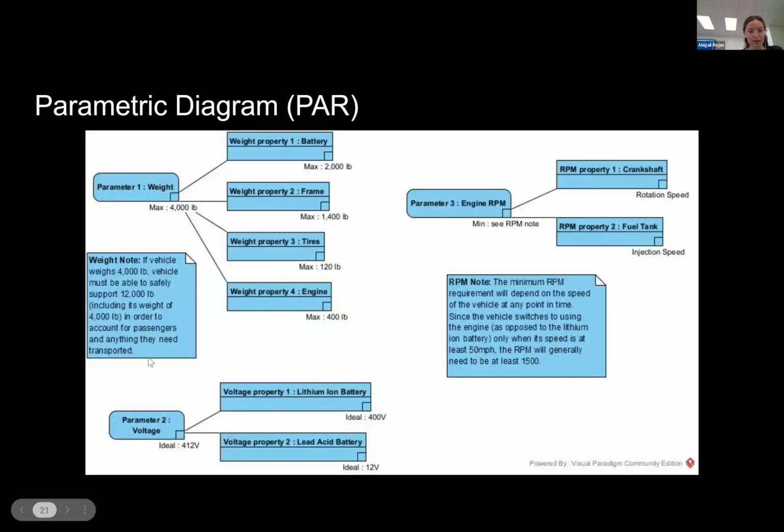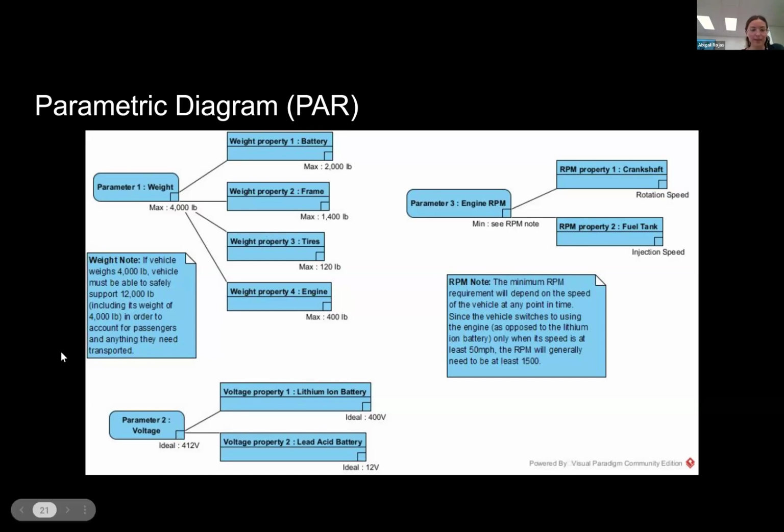And then here's the parametric diagram, showing just the requirements for weight, how they all need to add up to under 4,000 pounds total. With the 2,000 pound battery, that's the biggest one. That's the biggest concern for electric vehicles. And then the frame would also be a very big chunk of that.